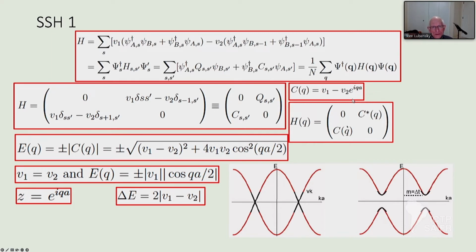Anyhow, this is C star and C, and so we can go from an ungapped to a gapped situation, and we can also go from V1 greater than V2 to V1 less than V2. The spectrum doesn't matter. It's just the wave functions that will be different. So I can access this point with the gap, which is proportional to delta V. It's twice V1 minus V2. Okay. So we know what all of the excitations are.